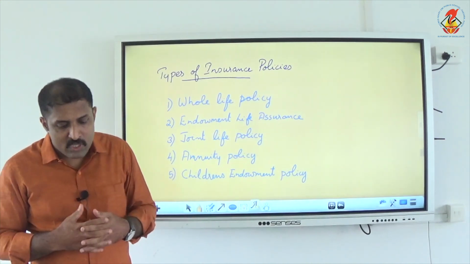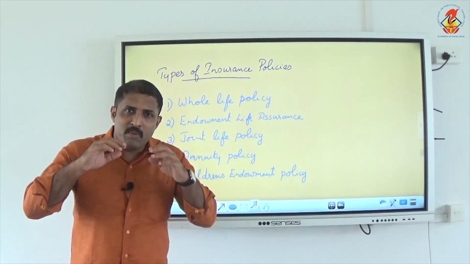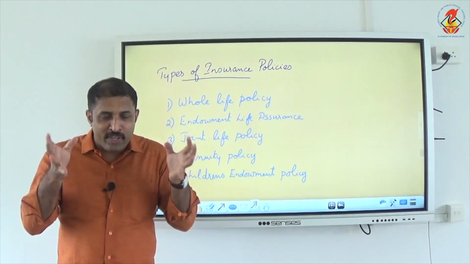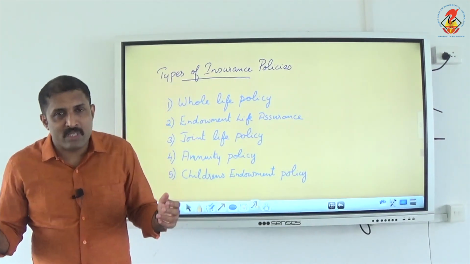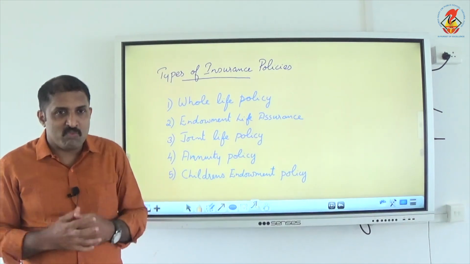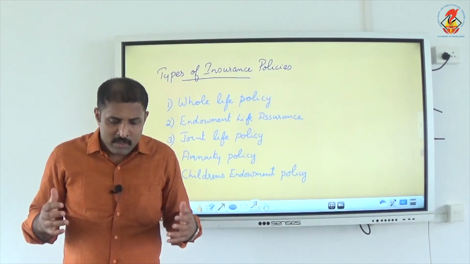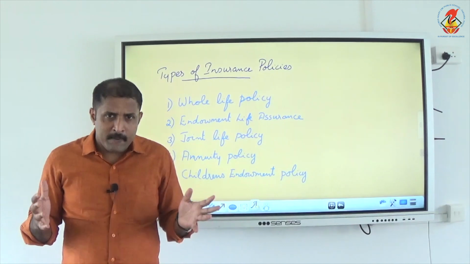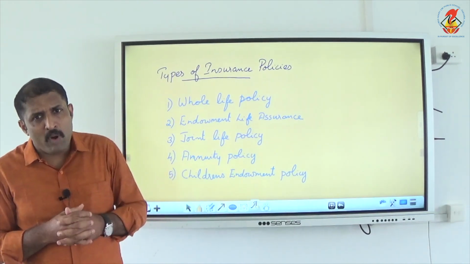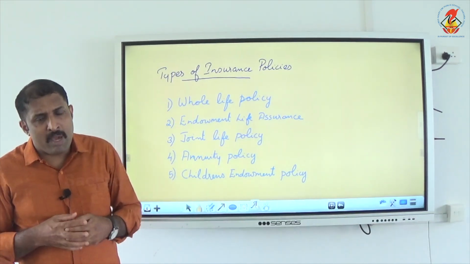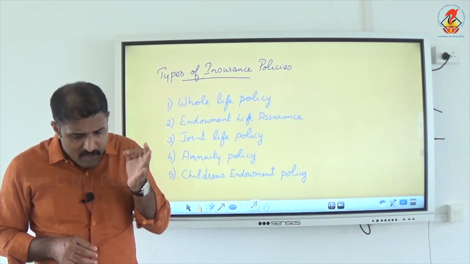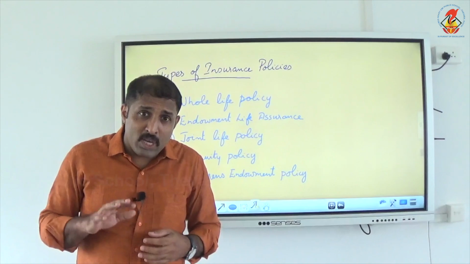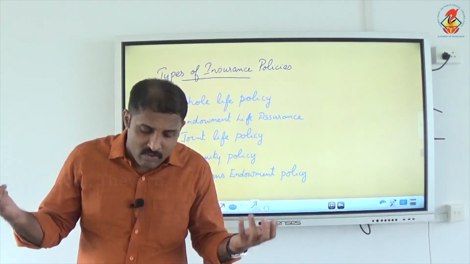Third one is joint life policy. Joint life policy is taken by, as the name says, joint, there must be more than one person. It is taken by more than one person, either wife and husband or partners. In this type of policy, you have to pay the premium, and it will be payable on death of any one of the persons to the survivor or survivors.